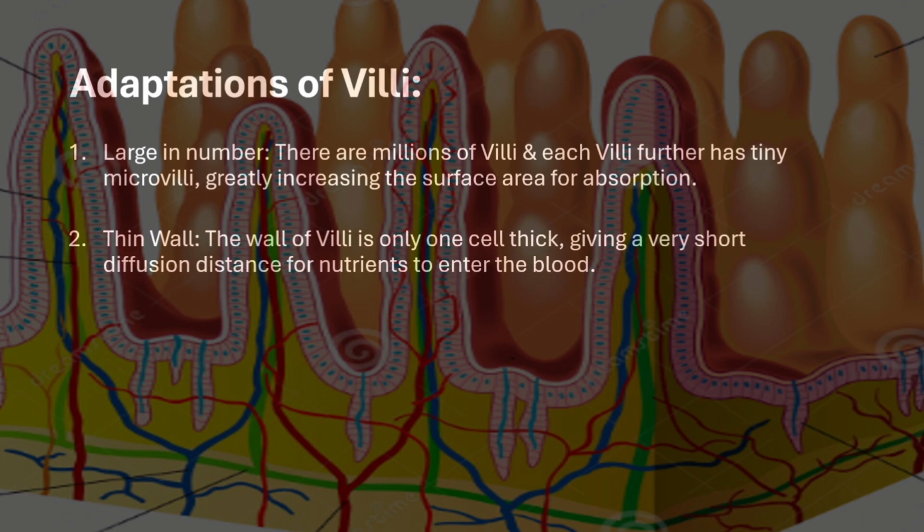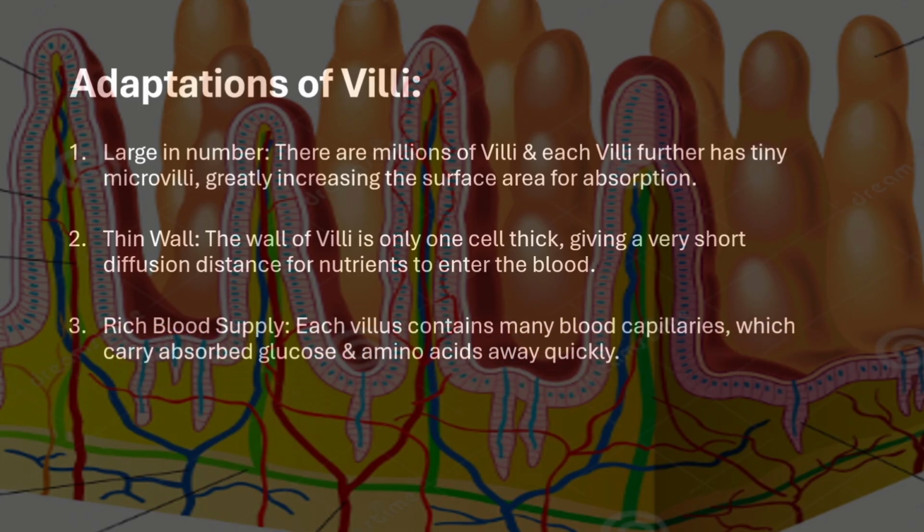As I told you, villi have a very thin wall. The wall of the villi is only one cell thick. This gives a very short distance for diffusion, and the distance is also one of the factors affecting diffusion rate. The shorter the distance, the faster the diffusion. So the wall of the villi is very thin, and this increases diffusion for nutrients to enter the blood.